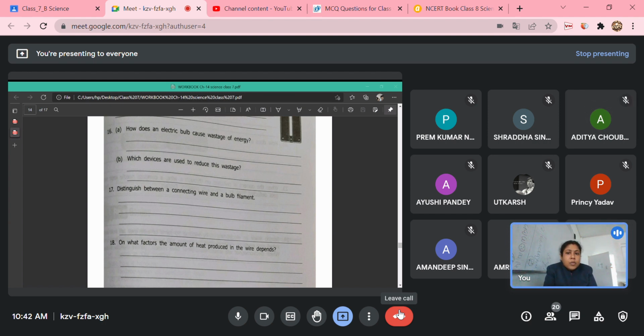Very good. So mainly both can conduct, but the connecting wire should be a very good conductor so that it will not give any resistance to the flow of electric current. On the other hand, the bulb filament should be a very poor conductor so that it will give resistance and the filament will start to glow. So these are the differences between a connecting wire and a filament.